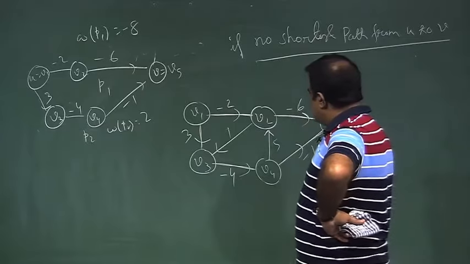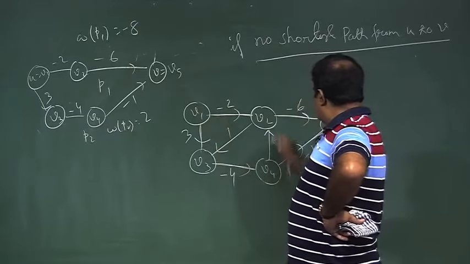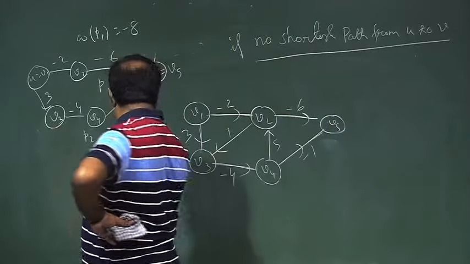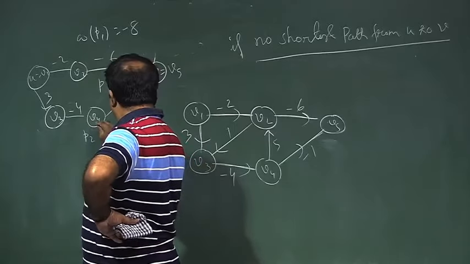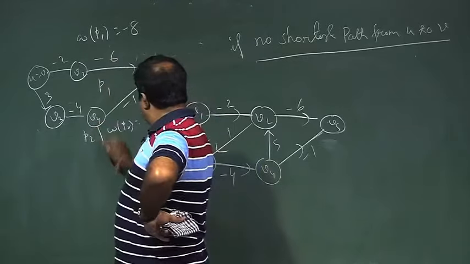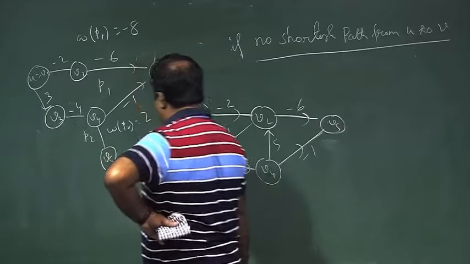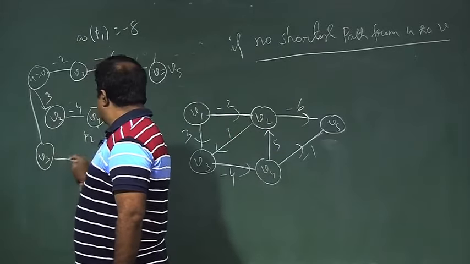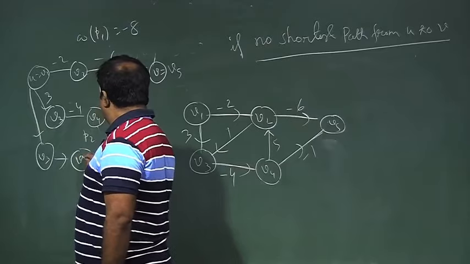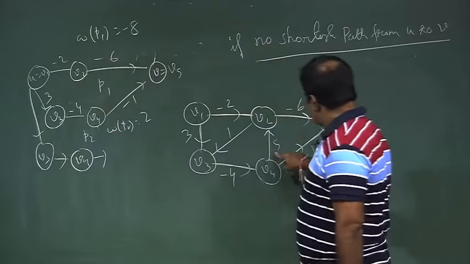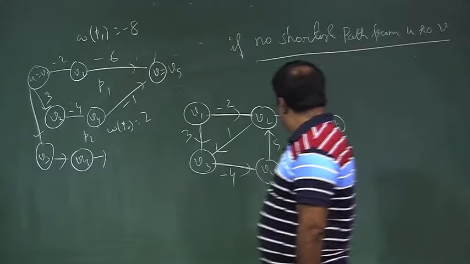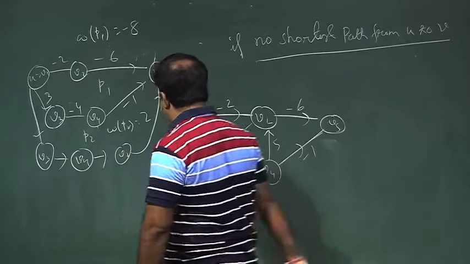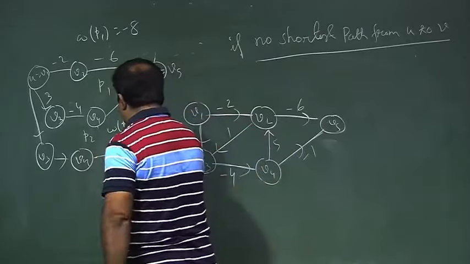Now, is there any other path? Yes, we can go from here to here, then here to here, then here to here, then here to here. So, this is also one path. So, we go to V1 to V3, then through V4, and then V4 to V5. Yeah, we can write this path separately. So we can go to V3, then V4, then V4 to V5, V4 to V2, and then V2 to V5 directly. So this is, say, P3.